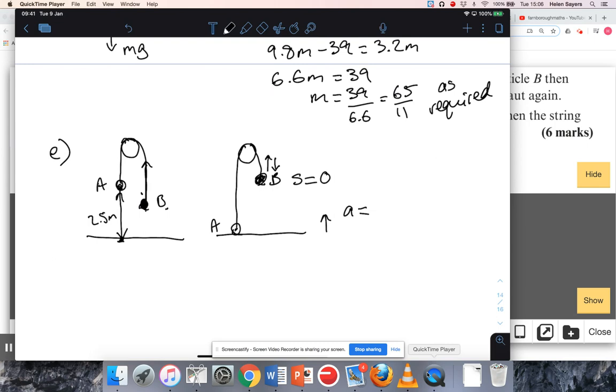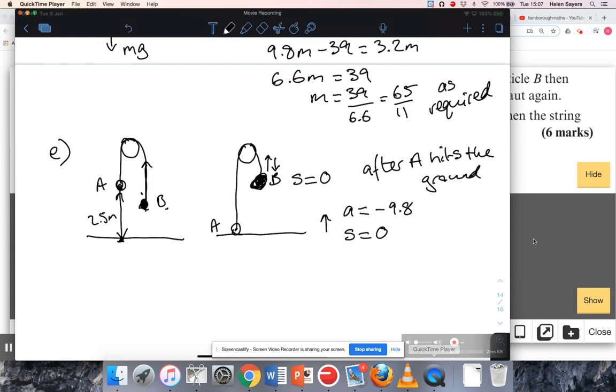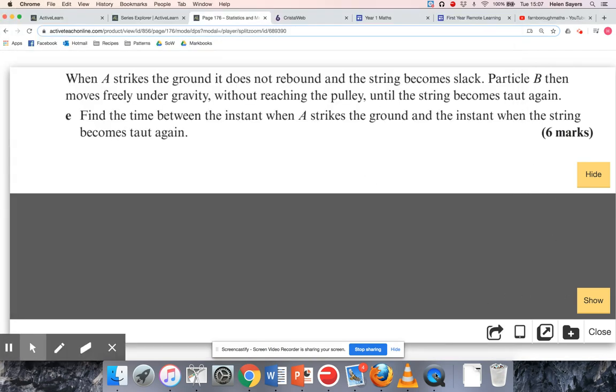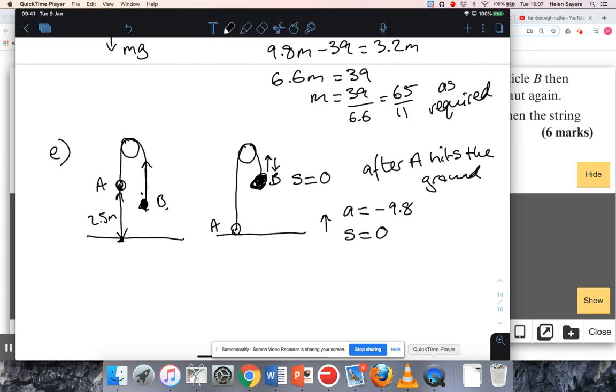So after A has hit the ground, the acceleration will just be minus g, or minus 9.8. So let's just make a note. We're looking at what's happening after A has hit the ground. So the acceleration is no longer 3.2, because that was due to A pulling B up. After A hits the ground, whilst the rope is slack, the acceleration is just due to gravity, so it's just g. I want S to be 0, because I'm trying to find out when B gets back to this point again. They are asking me how long it takes, so I'm trying to work out t.